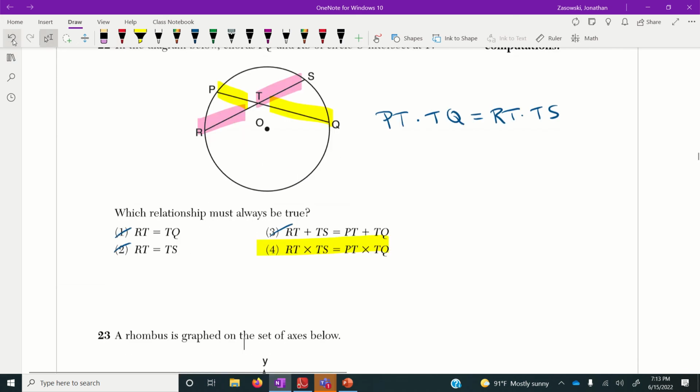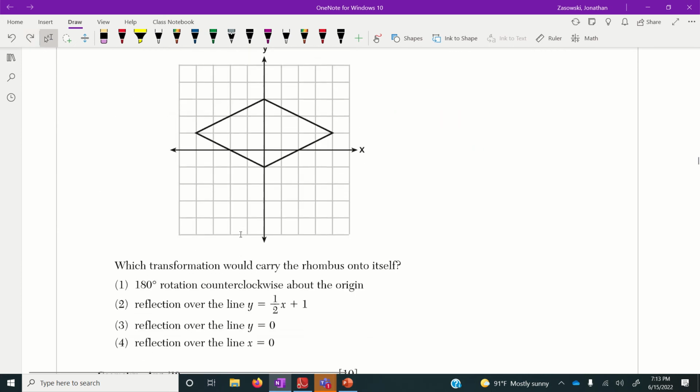Okay. So what about the line x equals 0? Remember, x equals 0 is the y-axis. And if we reflect, this point, which is 4 units to the right, goes 4 units to the left. This point's going to go back over there. These sides are going to map onto each other. That's cutting it right in half. So this will carry it onto itself. That is the best answer to pick.